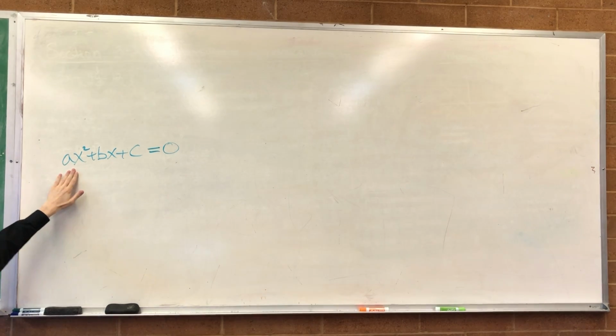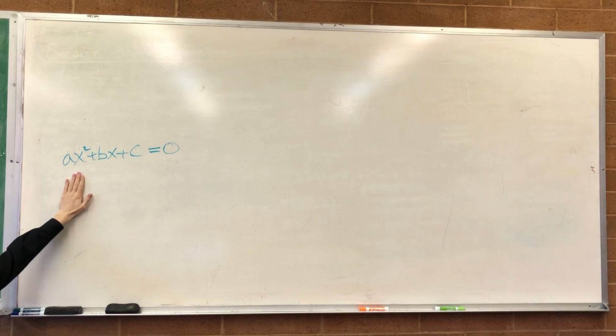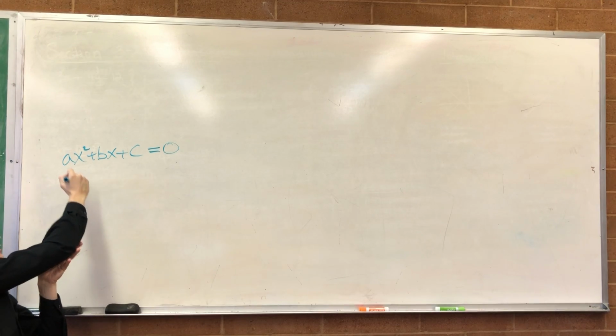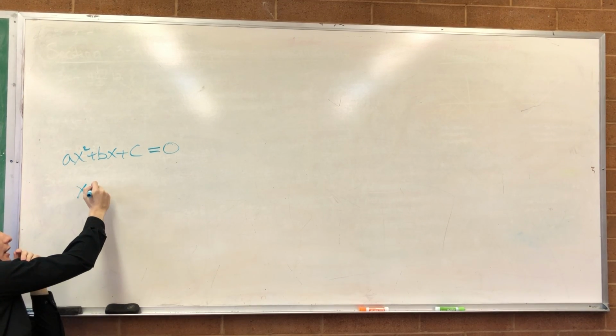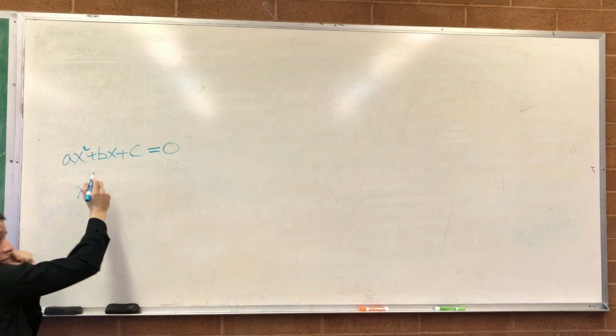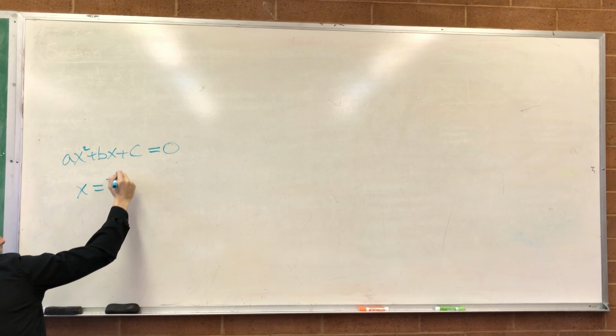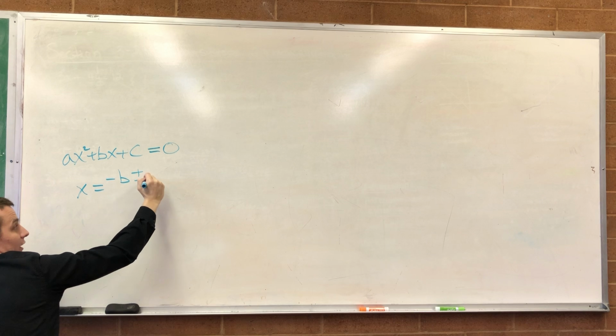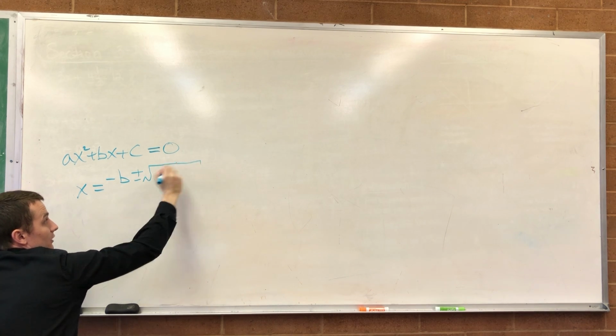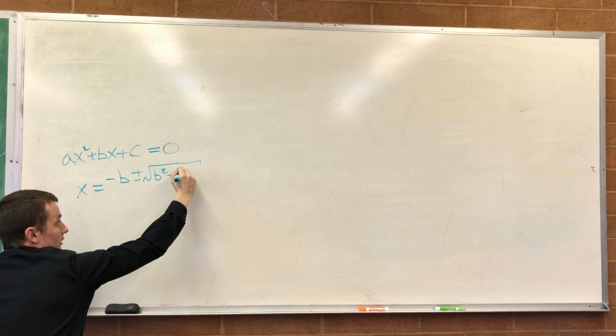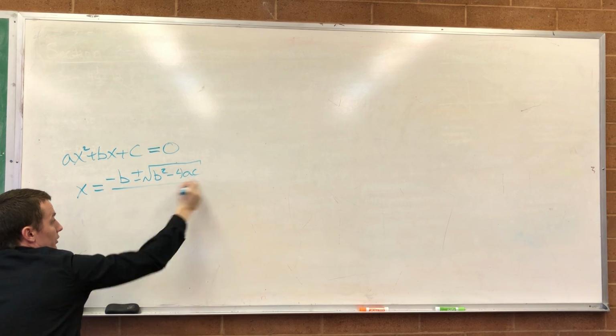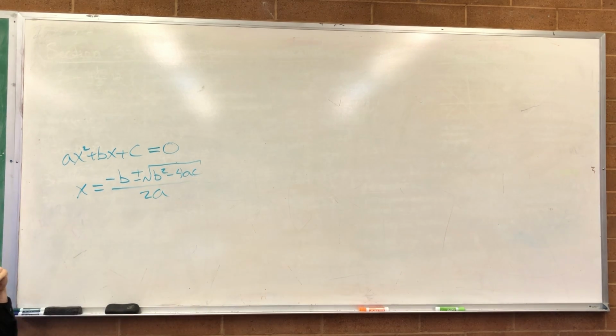Now, if it's just a quadratic polynomial, you know how to calculate this. What is it? X is equal to, ready for it, negative b plus or minus the square root of b squared minus 4ac, all over 2a. Yeah. That's called the Quadratic Formula or the Quadratic Equation. It's been a while, but I remember it. Is it ringing bells?